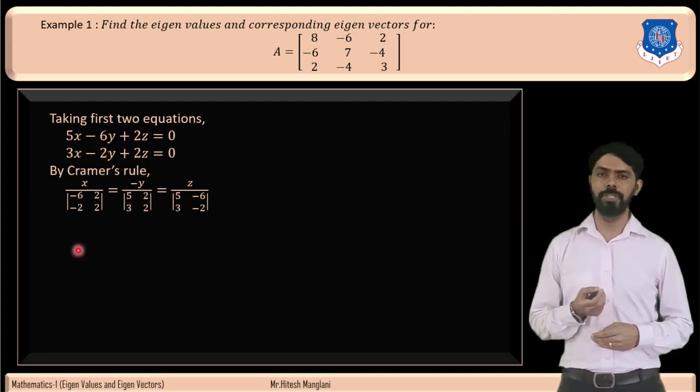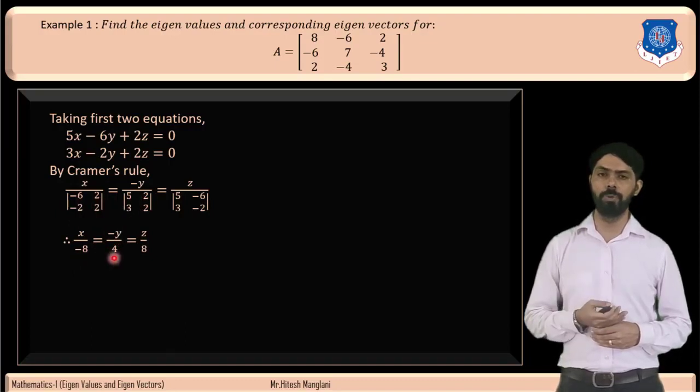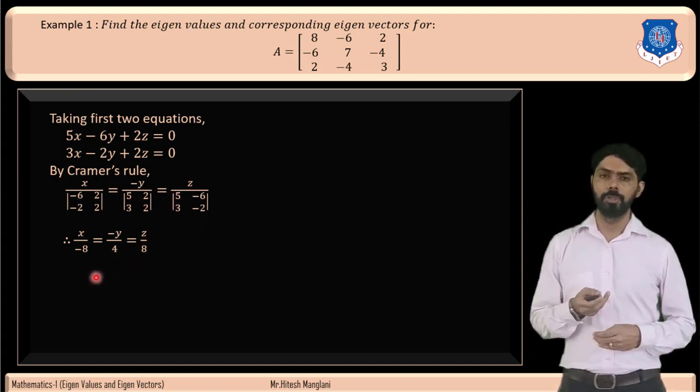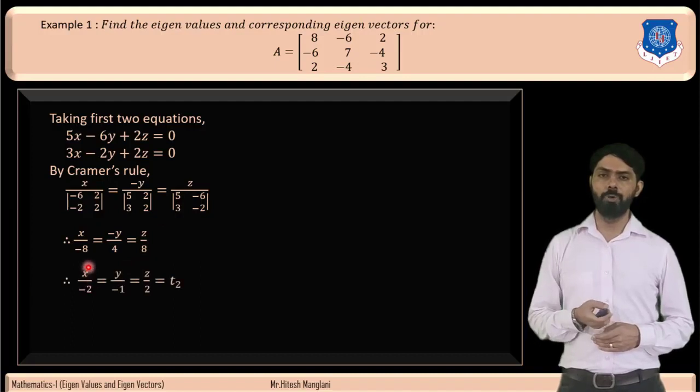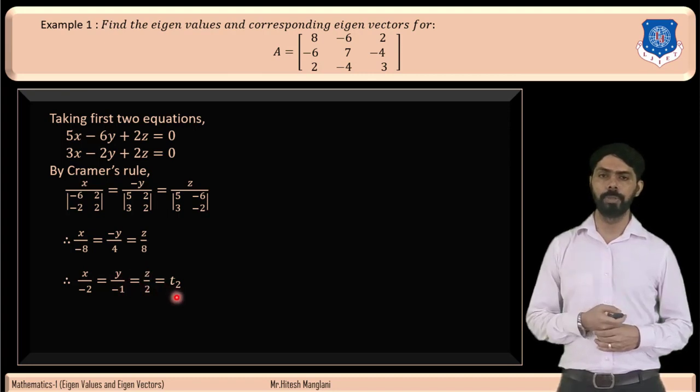So if we simplify this, x divided by minus 12 plus 4, so it will be minus 8, is equal to minus y divided by 10 minus 6, so it will be 4, is equal to z divided by minus 10 plus 18, so 8. Now if we divide by 4, then it will be x divided by minus 2 is equal to y divided by minus 1 is equal to z divided by 2, and that is equal to t2.